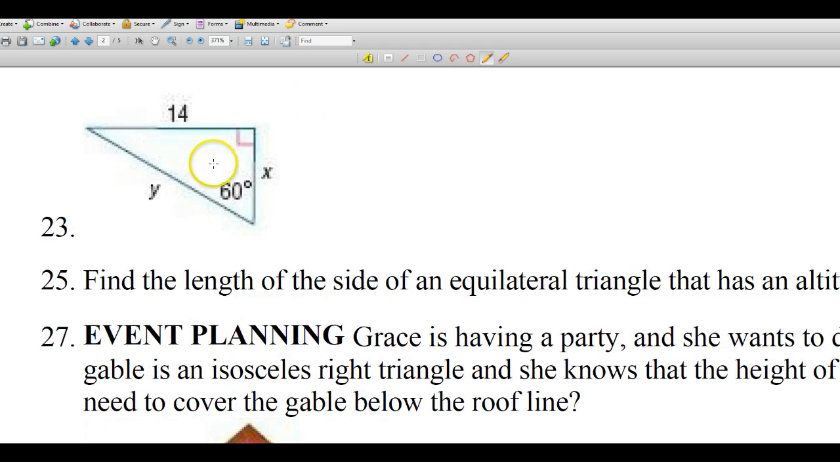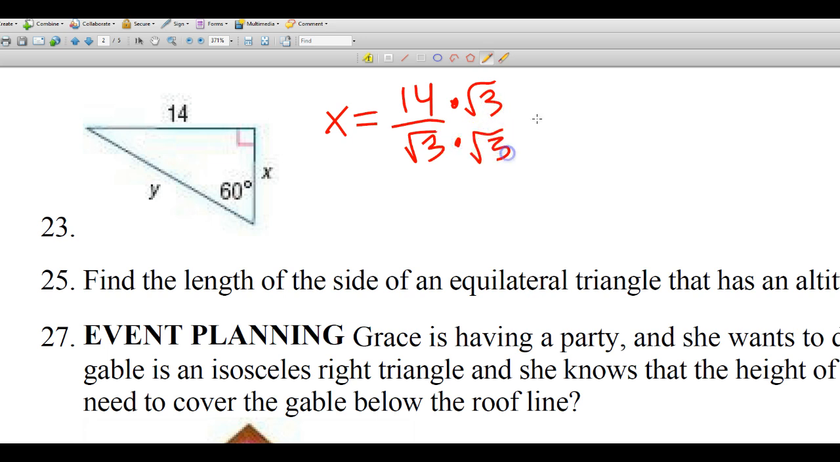Once again, we have a 30, 60, 90 right triangle. We always try to find the short leg first. So we're given the long leg in this case. So the short leg times the square root of 3 is the long leg. Therefore, the short leg is the long leg divided by the square root of 3. But we have to rationalize the denominator. So multiply by square root of 3 over square root of 3.